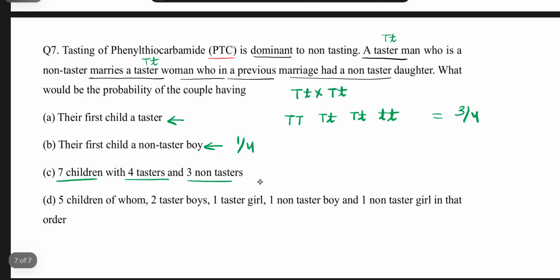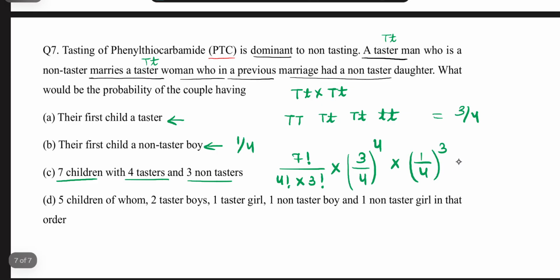So, as I told you, here you have to simply use the binomial theorem, where 7 factorial upon 4 factorial multiplied by 3 factorial, and what is the value of p? P is the probability of tasting, that is 3 by 4. Now it is not the condition of half. Half was the condition for boys and girls. Here it is about tasting and non-tasting. So p becomes 3 by 4 with power 4, multiplied by 1 by 4 with power 3, and then you can solve this question.